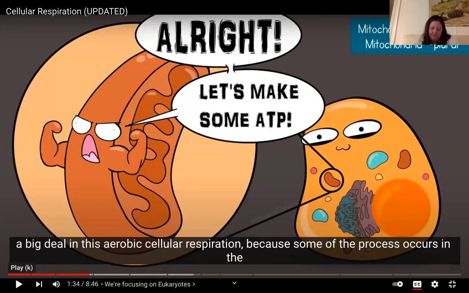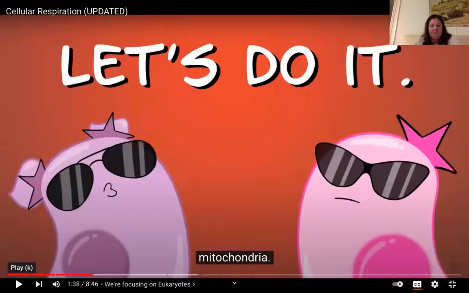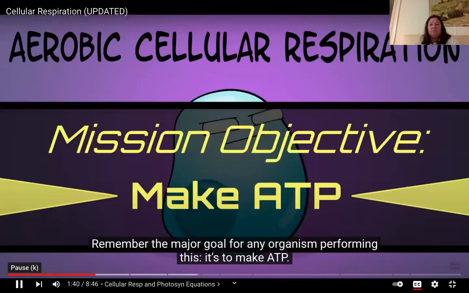Okay, let's go ahead and write down mitochondria. And it is the location where the ATP is produced. Some of the process occurs in the mitochondria. So let's write that the process to make ATP occurs in the mitochondria. Let's get started. Remember, the major goal for any organism performing this is to make ATP.